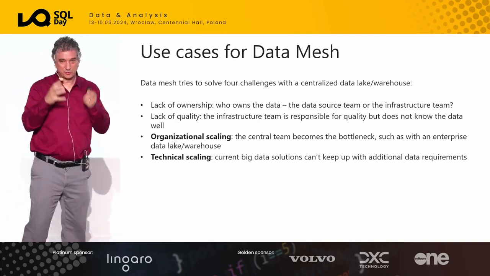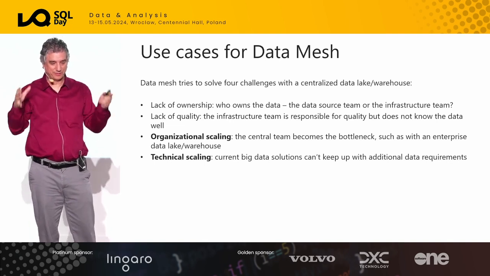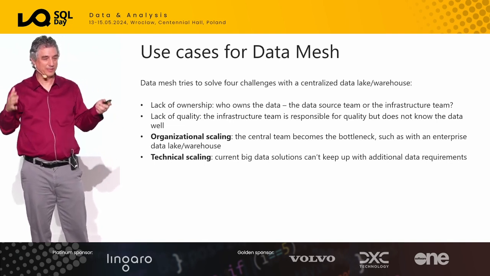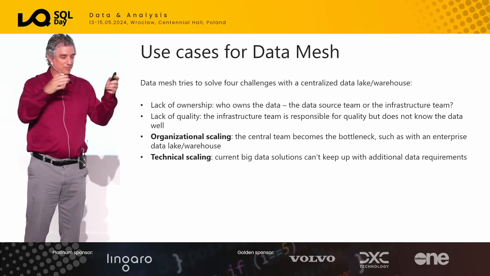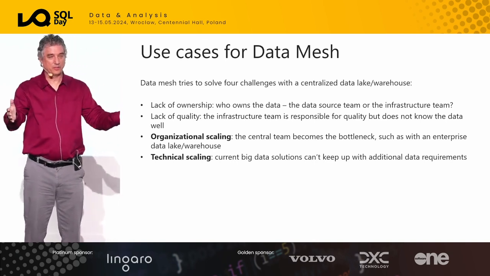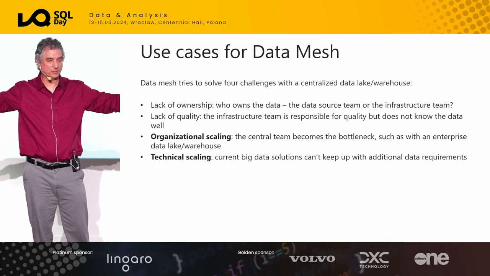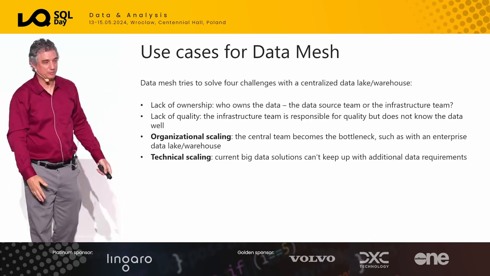Also, technical scaling. Central IT has a solution they built that's got limits on the architecture and the technology in there. If domains have their own infrastructure, more domains, more infrastructure. That solves the technology problem.